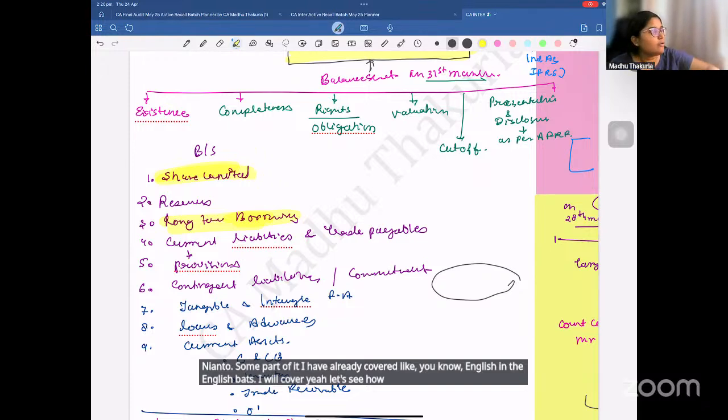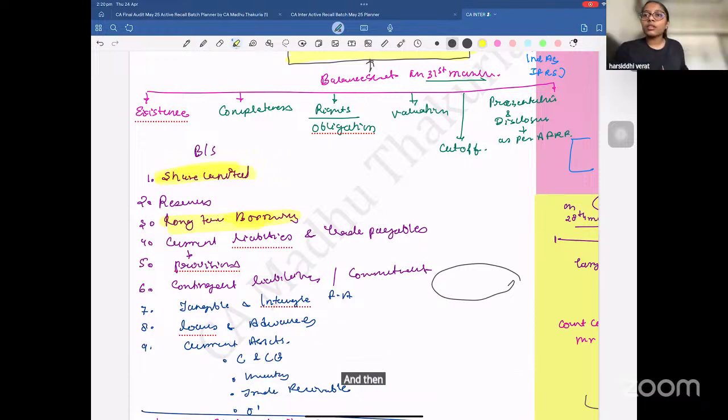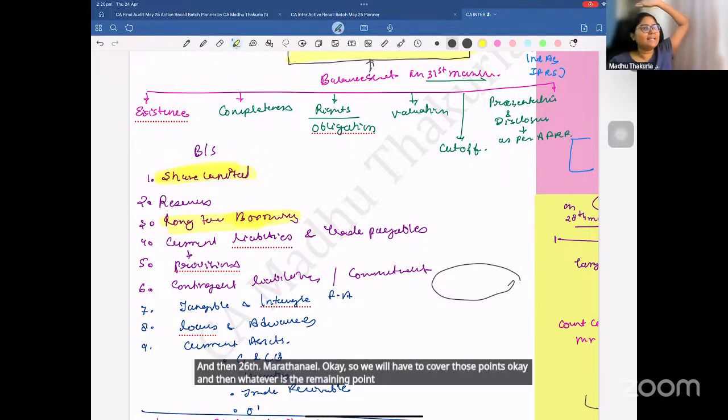Whenever we plan, tomorrow is what day, guys? Tomorrow is the 25th, today is the 24th. Okay. And then the 26th, and then on the 27th we plan the marathon. So we will have to cover those points. Whatever is the remaining, I will take in the marathon itself, along with the marathon recalling session. Let's try, ma'am, as much as we can.